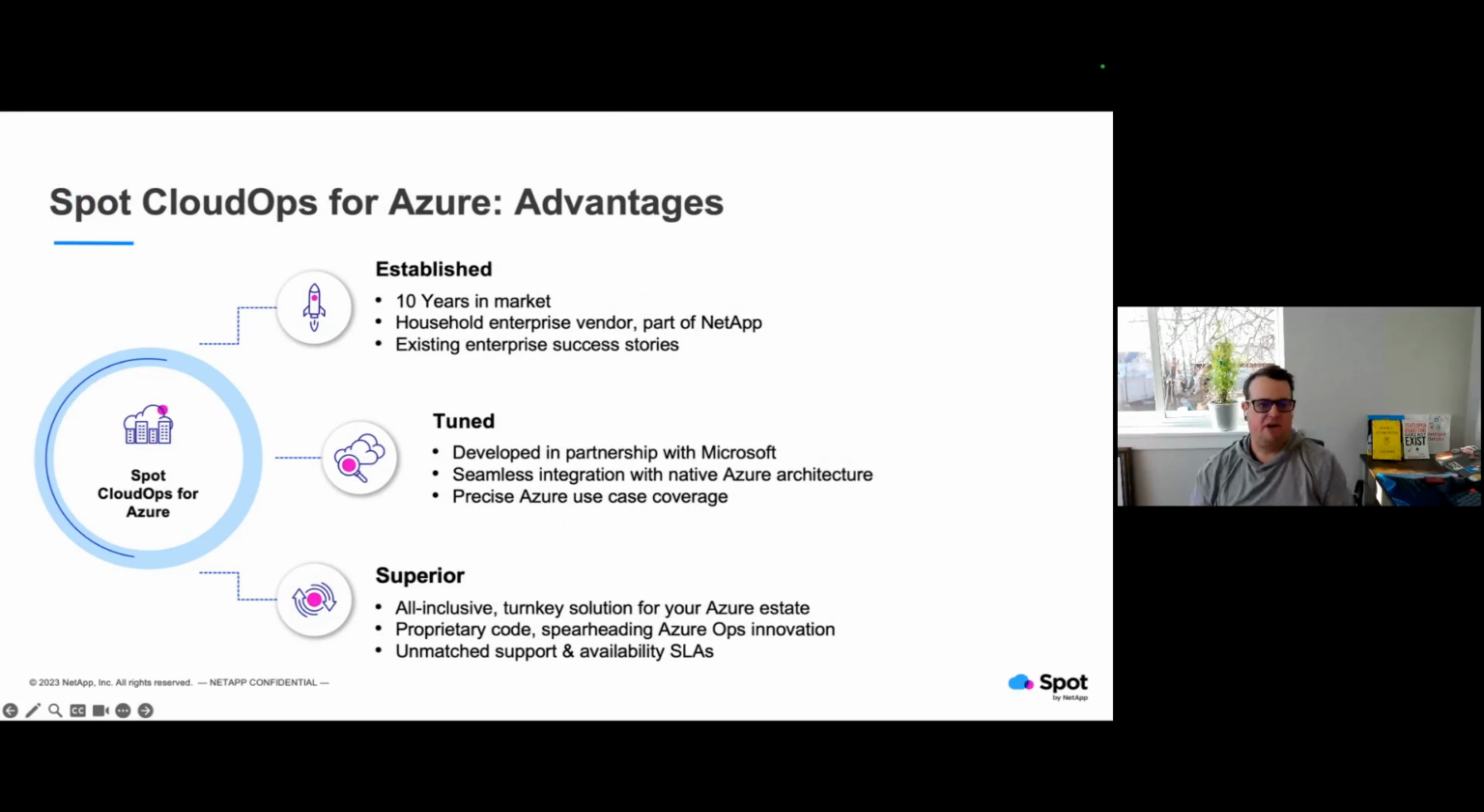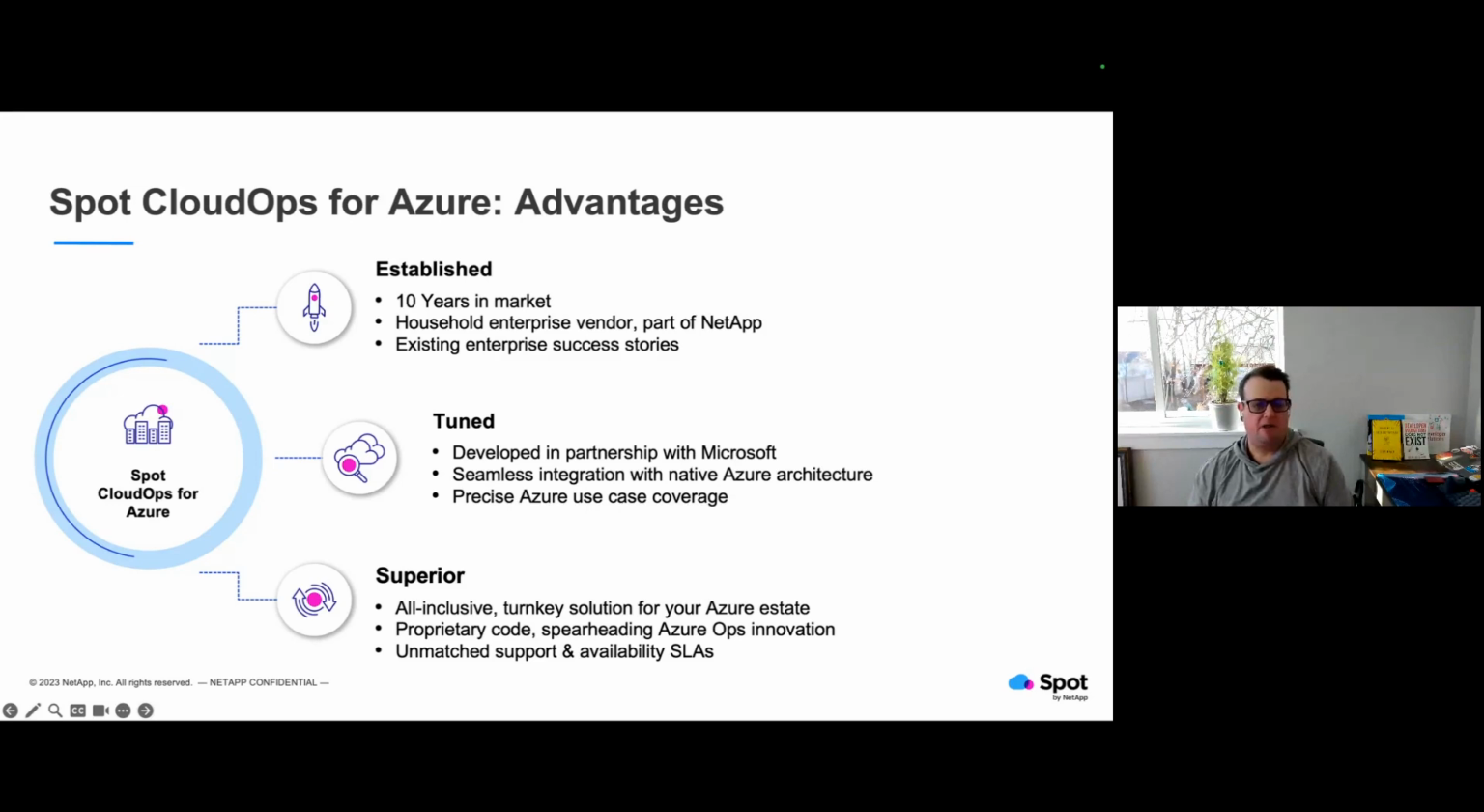So what makes Spot for CloudOps a little bit different? We're an established brand. We've been in this market for over 10 years. We're a part of a household enterprise vendor. We're part of NetApp. That means that we benefit from the level of automation and the technology provided by NetApp on their storage side. In fact, NetApp is the only cloud provider that provides first-party storage services using our proprietary storage technology in all three clouds. And we have existing enterprise success stories from a number of customers in their cloud estate.